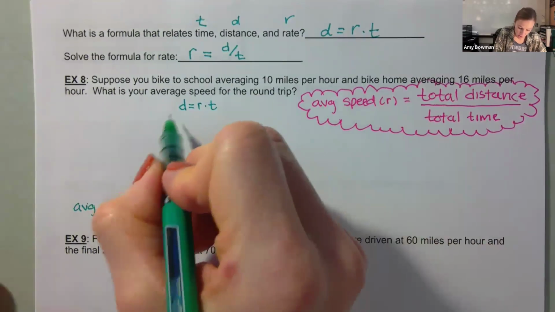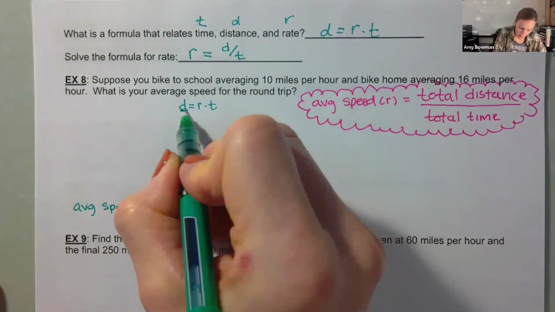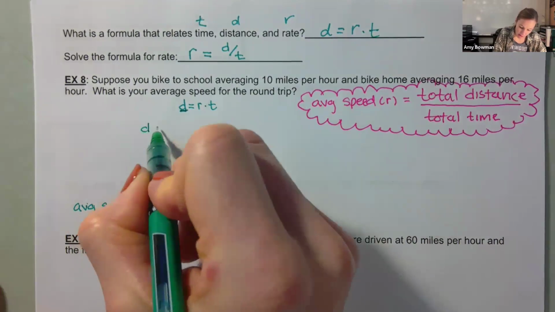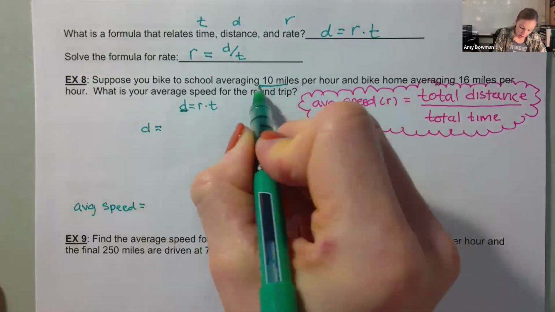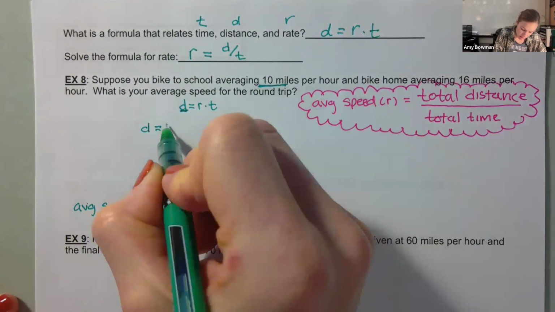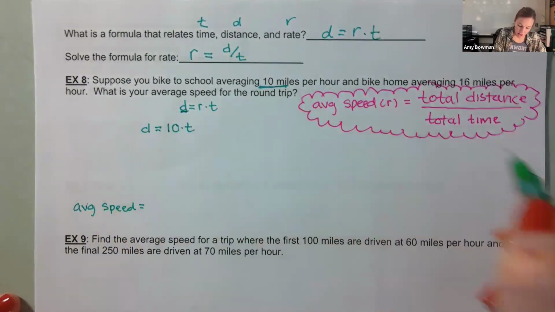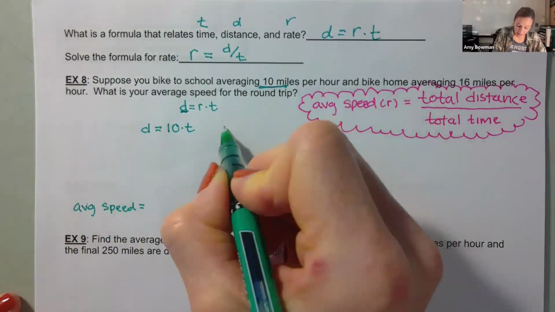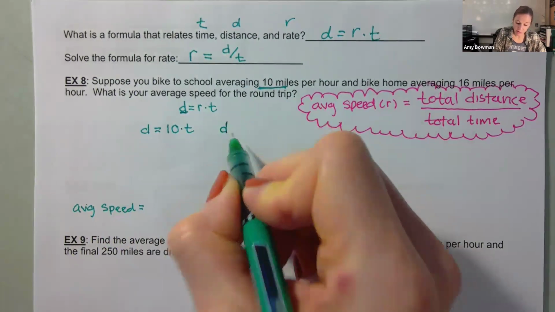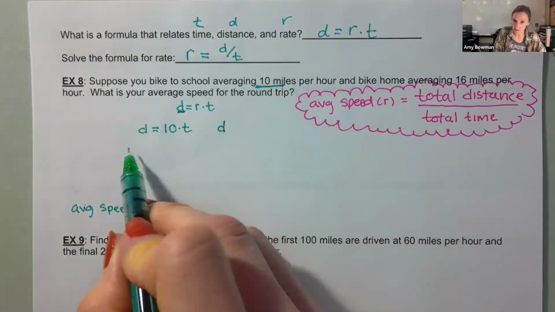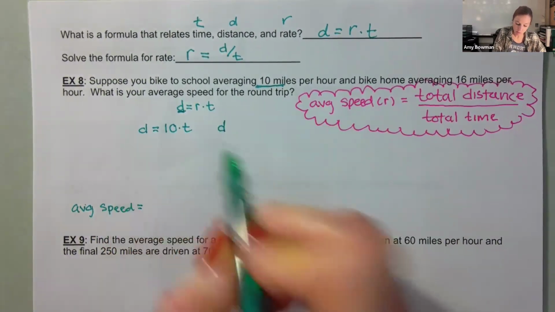Trip to school, let's just say you traveled d. The distance from home to school is d. And the rate you traveled on that trip was 10 miles an hour. So d equals 10 times some amount of time that it took you. Then at the end of the day, we're going to write a separate equation for that. You travel home the same distance. So I'm using the same variable d because it's the same distance to school as it is home from school.